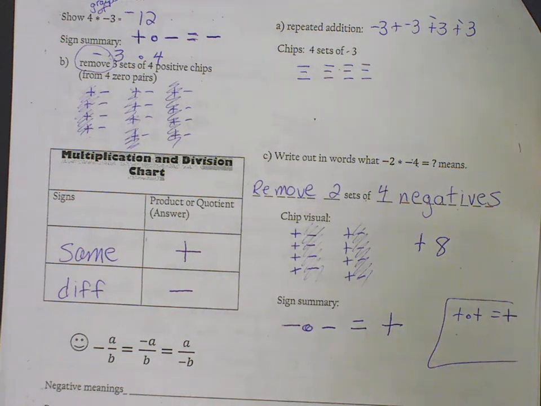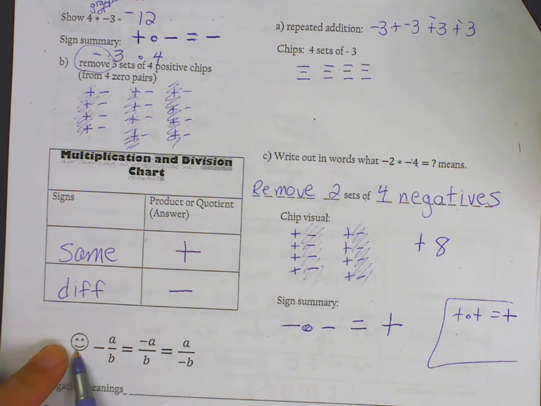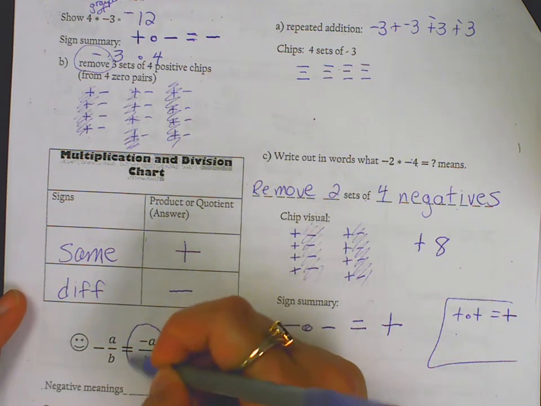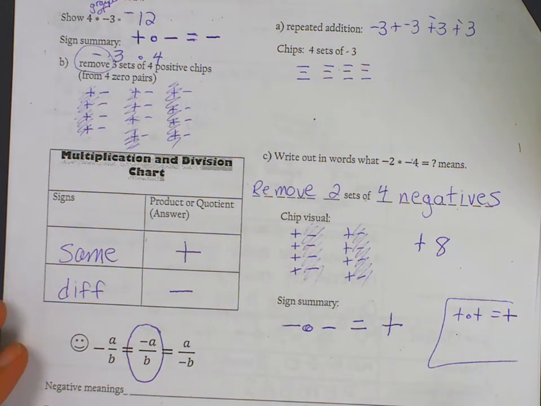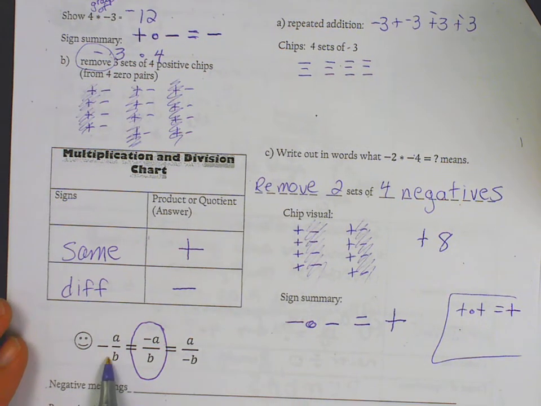Okay. Please remember, a negative can go in front, on top, or in the bottom. But this way is the best way. The calculator doesn't like the denominator, and I don't like it in front because sometimes it might get lost with the division or the fraction bar.